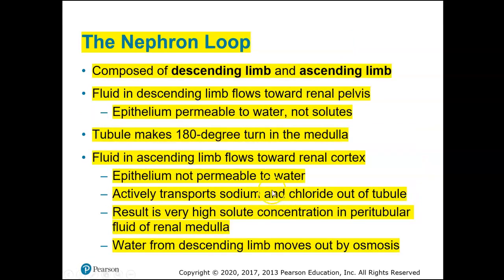In the ascending limb, the ascending limb is not permeable to water, so it keeps water inside, but it transports sodium and chloride ions out of the tubule. So as the filtrate moves up the ascending limb, it becomes less concentrated. But the result of this whole process is a very high solute concentration in the peritubular fluid of the renal medulla. So the whole process helps to concentrate the urine.